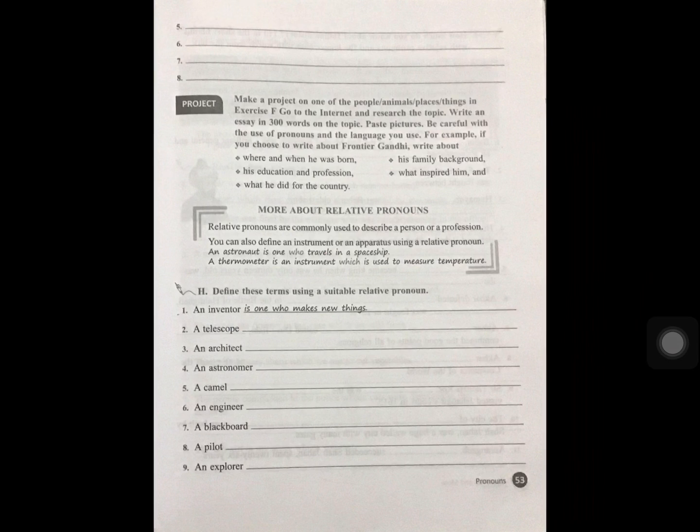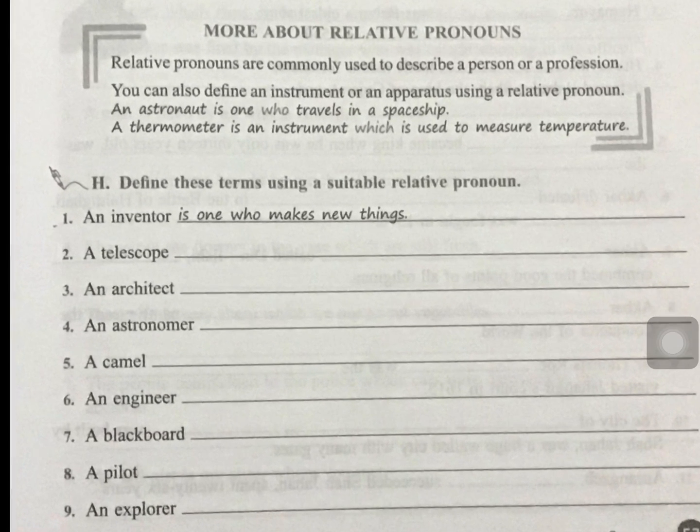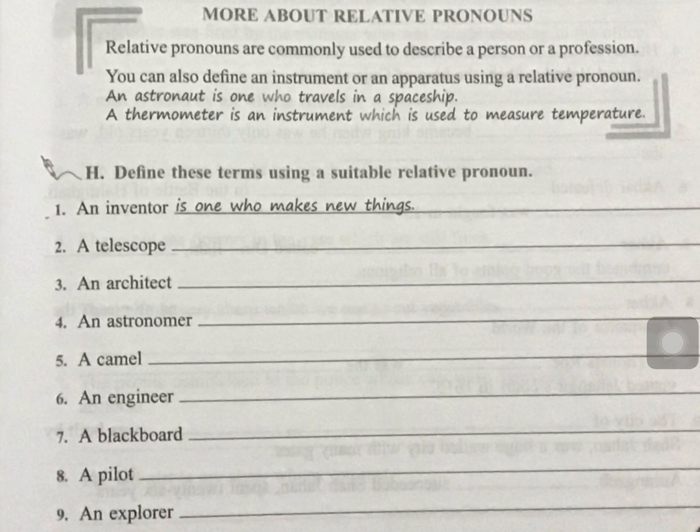I think everyone has written correctly. Now we will go through another exercise. More about relative pronouns. Define these terms using a suitable relative pronoun. An inventor is one who makes new things. A telescope is an instrument which is used to see the heavenly bodies. An architect is one who designs buildings. An astronomer is one who studies the universe.